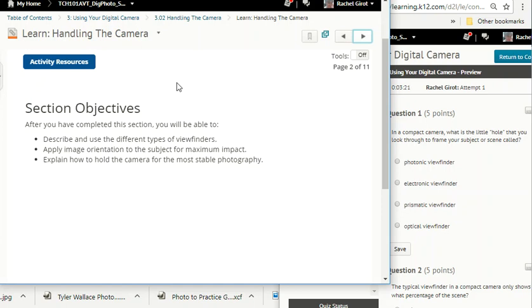Section objectives. After you've completed this section, you'll be able to describe and use the different types of viewfinders, apply image orientation to the subject for maximum impact, and explain how to hold the camera for the most stable photography.